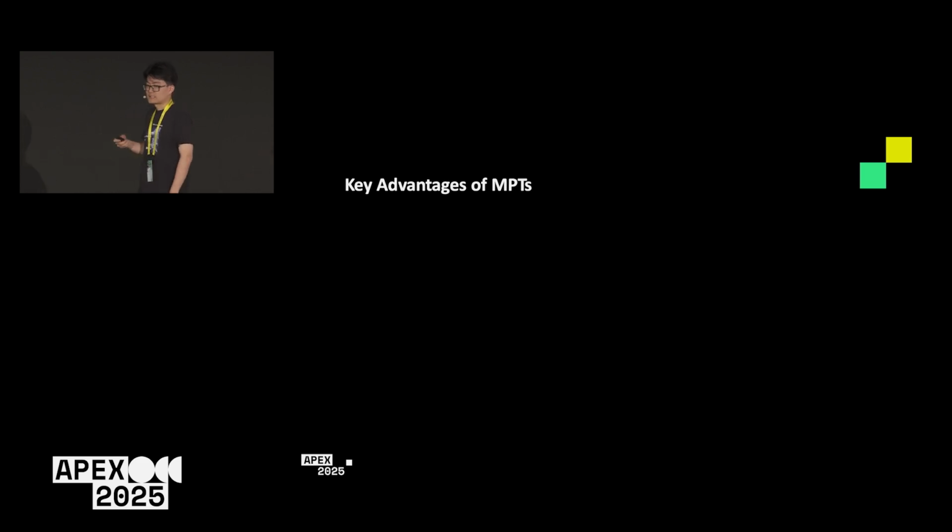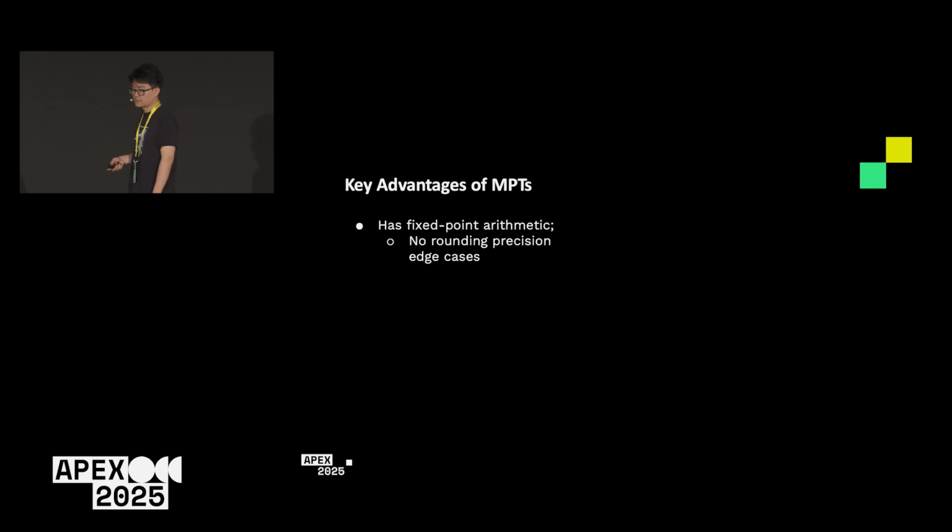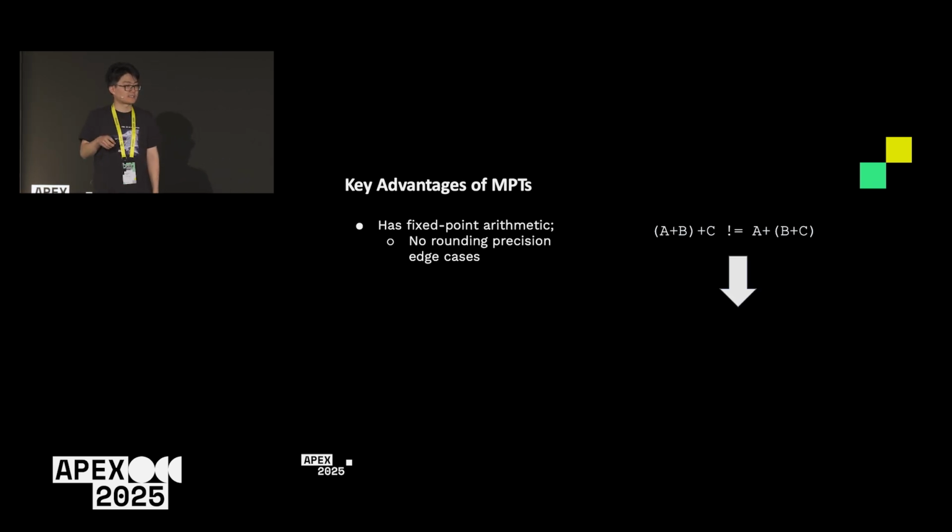Next, I'll be talking about some advantages of MPTs. So first, multi-purpose tokens have fixed point arithmetic. There are no rounding precision cases, which occur in trust lines. Let's take an example, a really easy math example. For the first, on the left side, you see we have (a + b) + c in brackets, and then on the second side, we have a + (b + c) in brackets. This can result in different values in trust line cases.